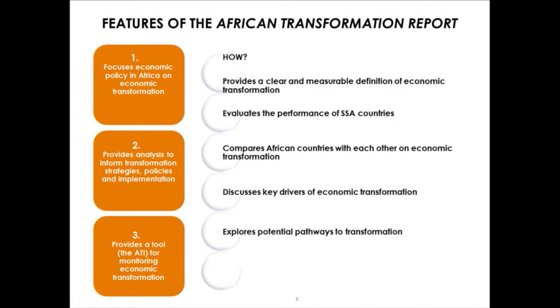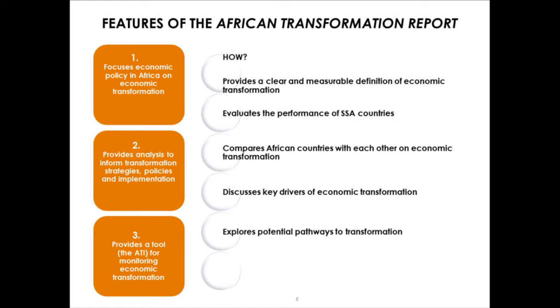In this report, we provide a clear definition of economic transformation based on the DEATH acronym. We've used it to evaluate the performance of sub-Saharan African countries as a group compared to 8 comparator countries, 6 from East Asia and 2 from Latin America, Chile and Brazil, and then we have Korea, Taiwan, Malaysia, Vietnam, Indonesia, Thailand, and Singapore. We compare these countries over a 40-year period, from about 1970 to about 2012, and then we use the African Transformation Index to also compare African countries among themselves, again using the same metrics based on the DEATH framework.